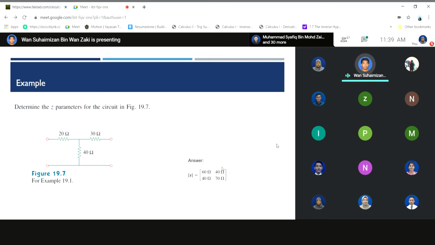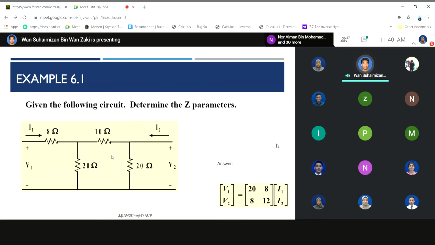Basically, you need to determine 4 parameters in matrix form right here. So this is the answer for this question, right? So how to solve this question? Basically, you need to do 2 tests. We have an open test at port number 2, and after that you open test at port number 1. It means that you set I1 or I2 to become 0. From there you can get the Z parameter.